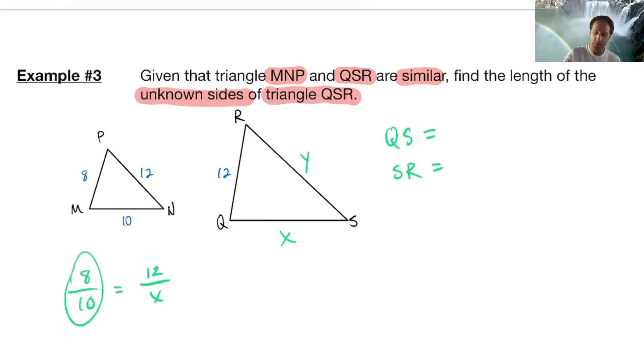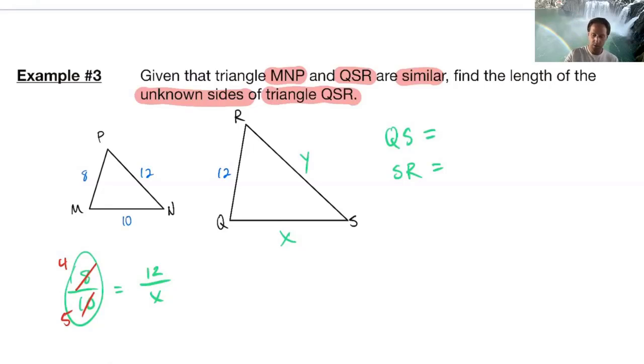Now, one thing I want to make sure that you guys do not do, it happens all the time, is do not cancel the 12 and the 10, okay? Don't cancel across an equal sign ever. The equal sign separates the two equivalent sides, all right? So the one thing you could do is the 8/10. If you wanted to divide this by 2 and get 4 and this by 2 to get 5, that's fine.